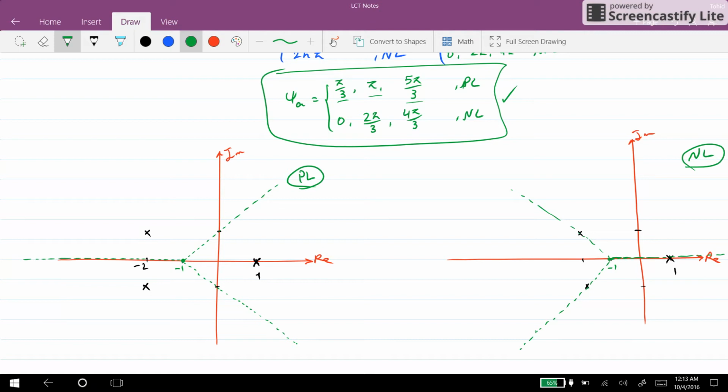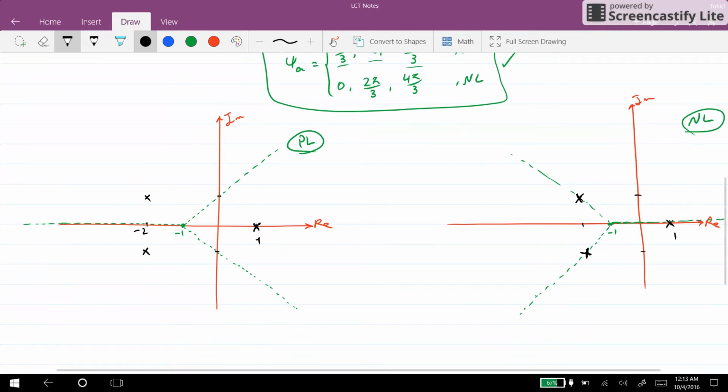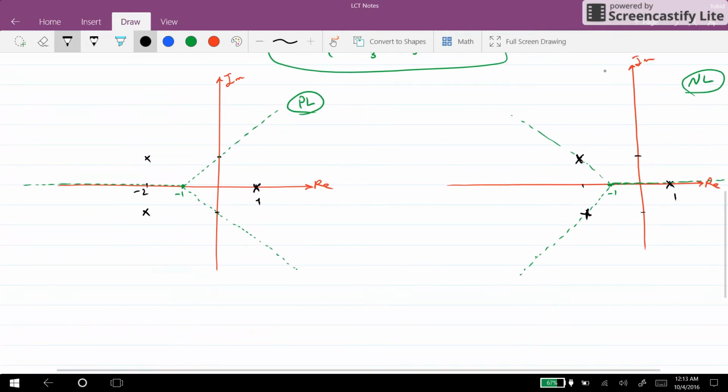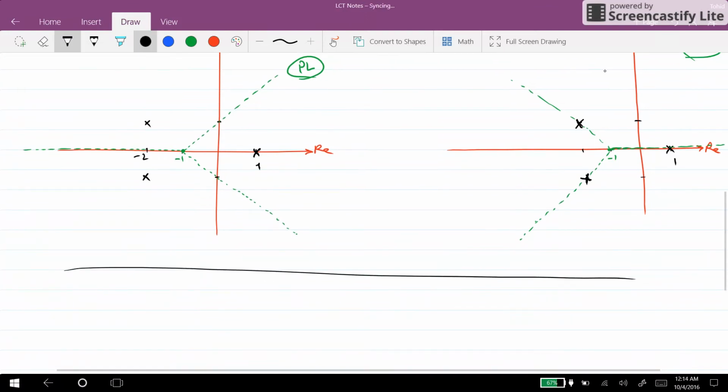So for this special example, we see that the asymptotes indeed cross the poles of the open loop system. So it might not always be the case, but for this example it is. Now we can determine as the next step which parts of the real axis belong to the root locus.